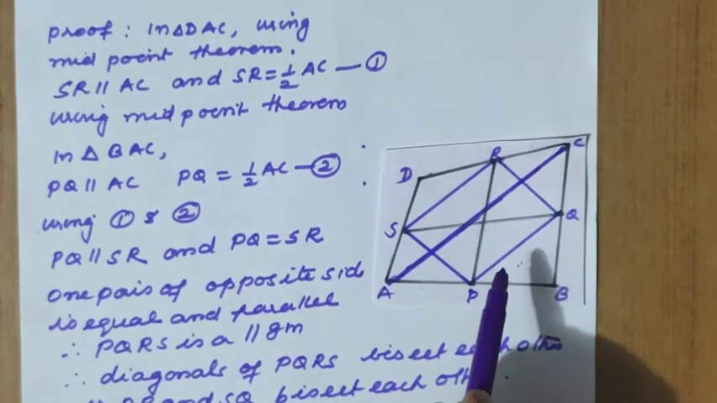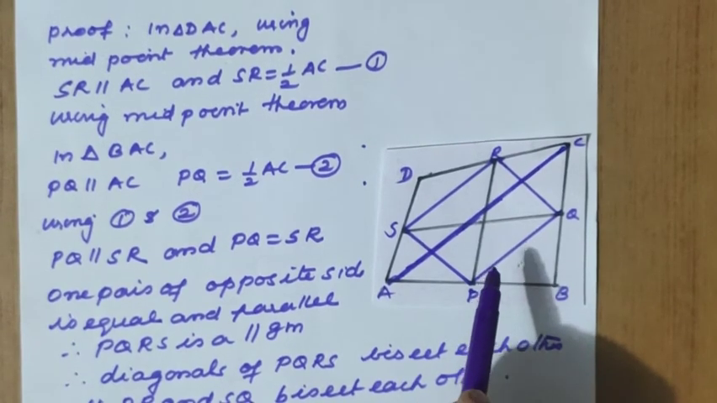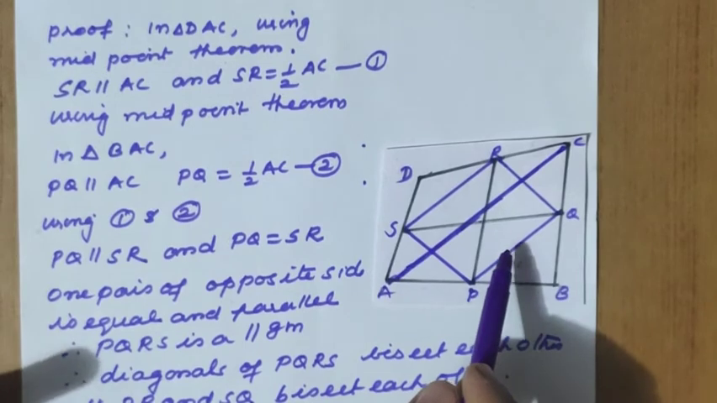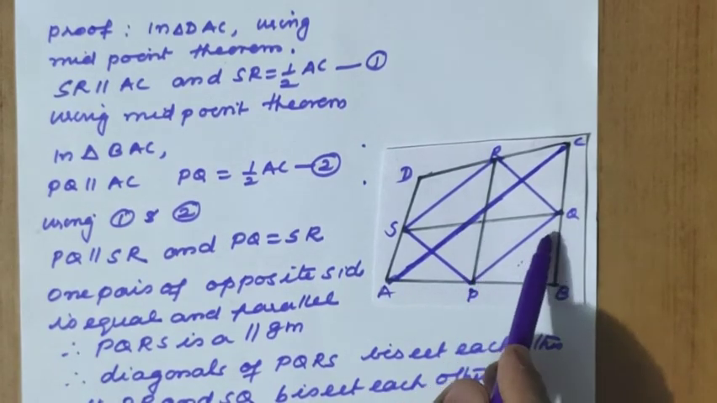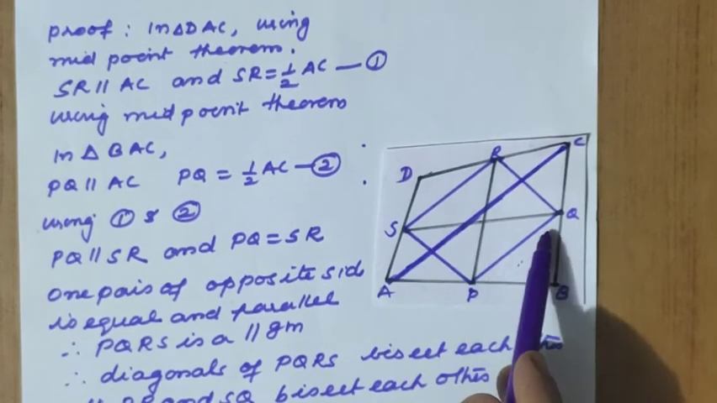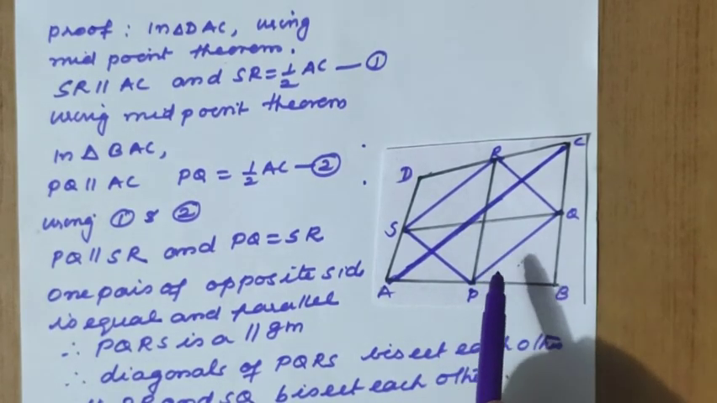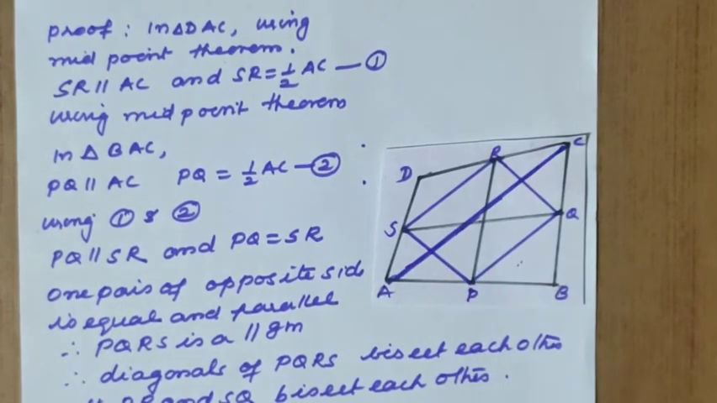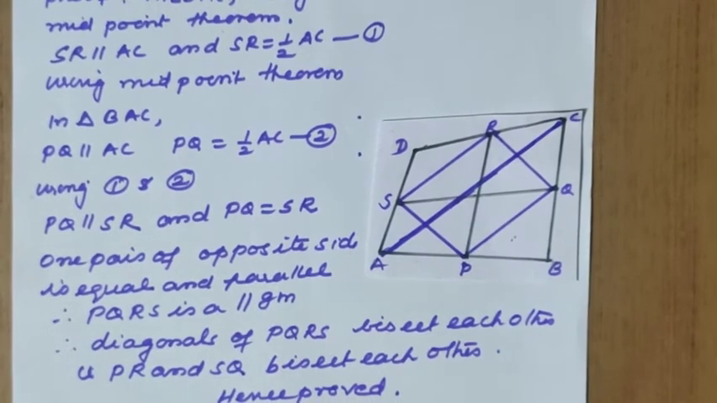The same step we have used in many problems in exercise 8.2, so I am not repeating it. Once we have proved PQRS is a parallelogram, we can see that PR and SQ are the diagonals of that parallelogram. What is the property of the diagonals of a parallelogram? Diagonals of a parallelogram bisect each other. Therefore, PR and SQ bisect each other, hence proved.